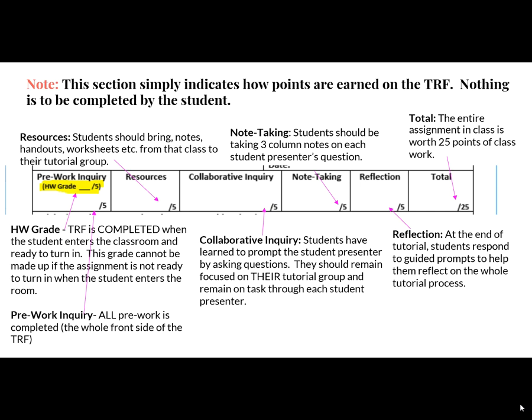The overall pre-work inquiry grade is worth 5 points. So even if the student doesn't complete the assignment for homework, it is in their best interest to take time in the beginning of class to complete it so that they get the points for the pre-work.